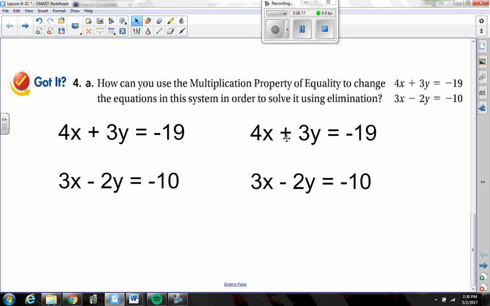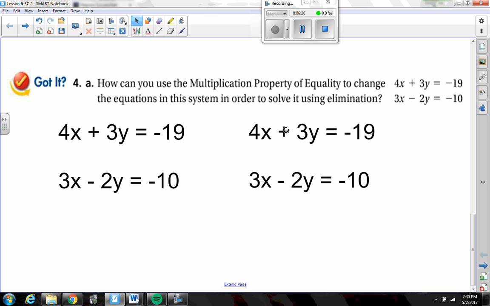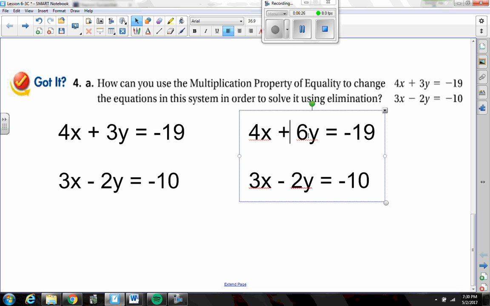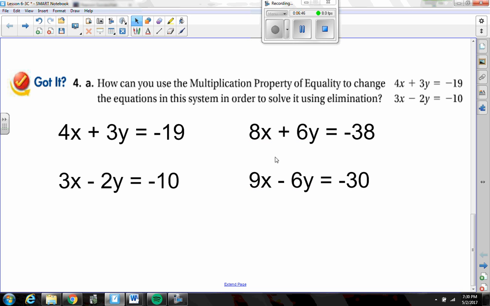All right, now what I need to do is multiply the top and bottom equation. The way I would do this problem, I would multiply maybe the top equation by 2, make that a 6y, make that an 8x, and make this negative 38. And I would multiply the bottom equation by 3, make that 9x, make this 3 times 3 is 9, and make this negative 30. And now I have 6y and 6y here, and I can eliminate by adding because these have opposite signs. One is plus, one is minus. So I will add together these equations.